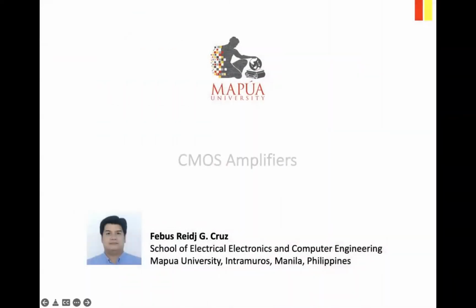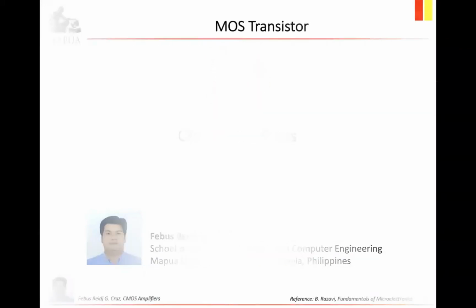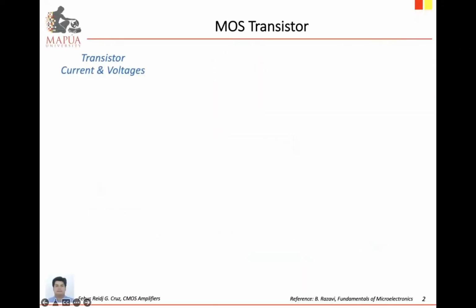All right, again, these are the summary of the equations. Transistor currents and voltages. So you have the drain current. This will be the current flowing from the drain going out of the source. So for MOSFET, drain current is equal to the source current. All right?